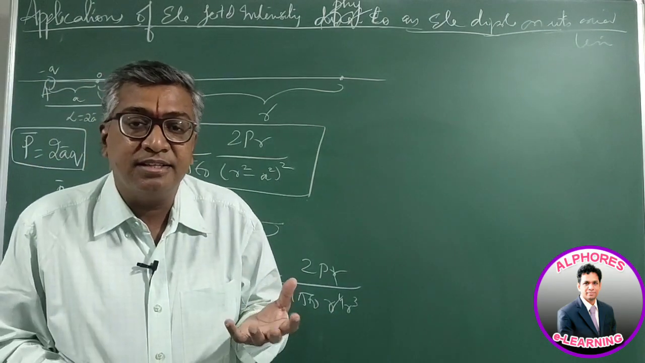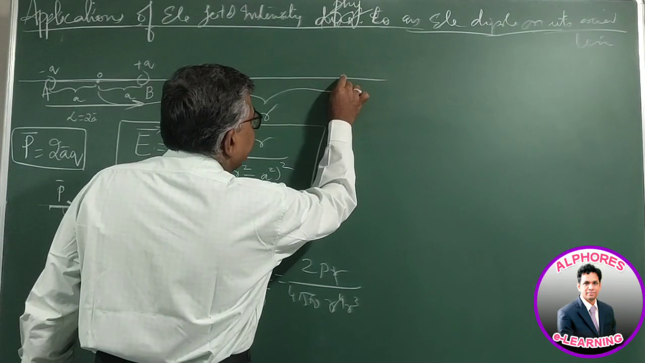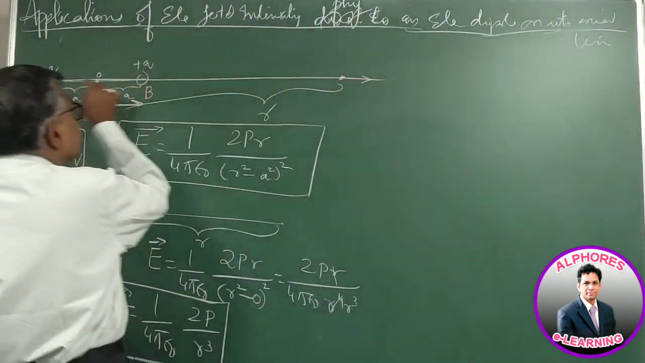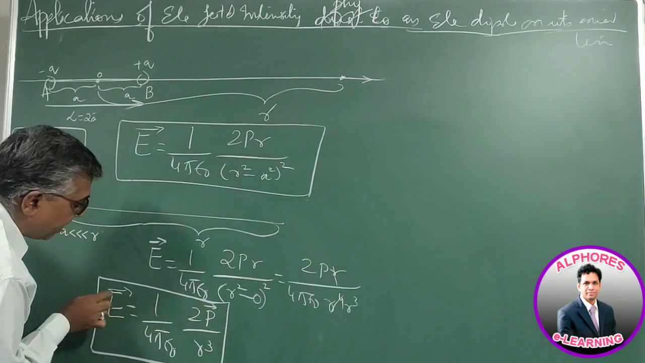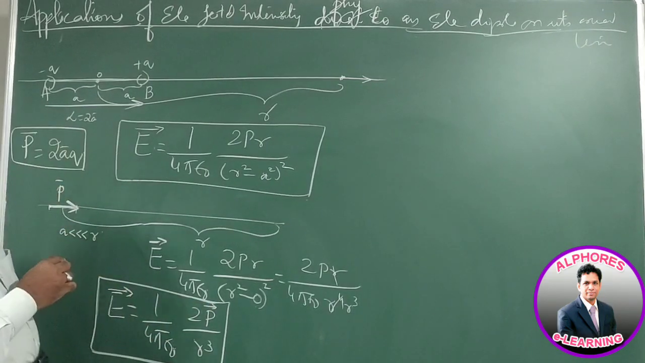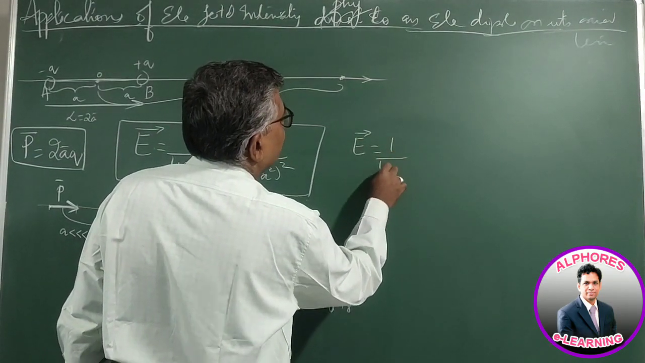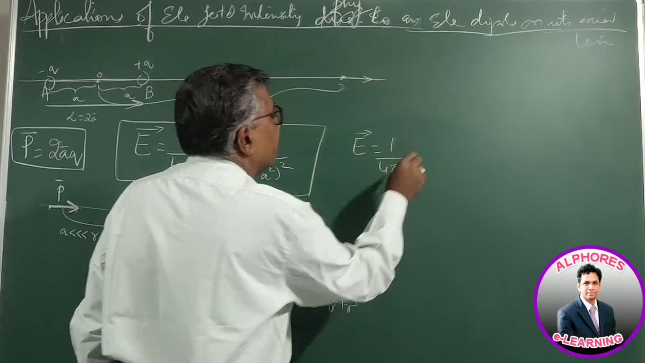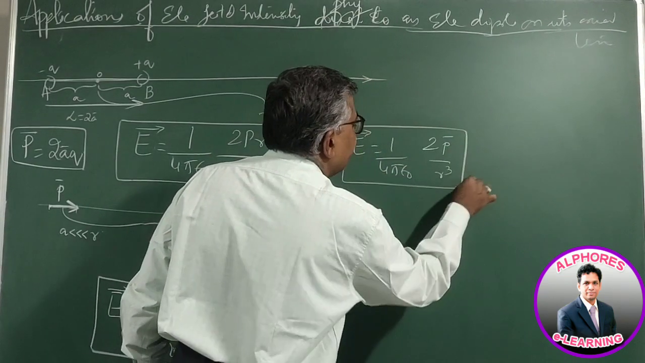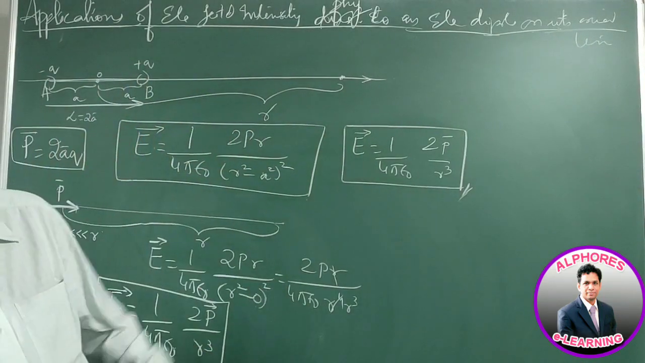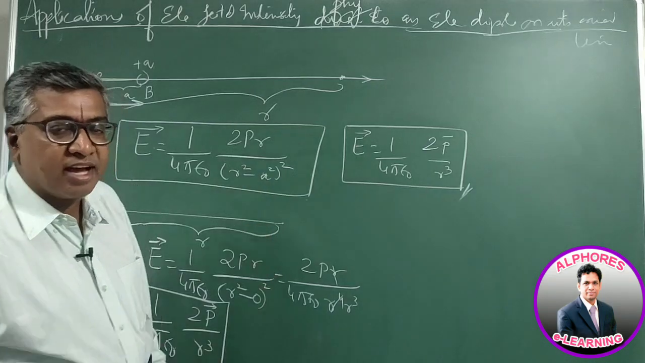Now how about the direction? Direction of the electric field at this point is parallel to the direction of the dipole moment. So p bar and E bar both lie in the same direction. So vectorially you can represent E bar as 1 by 4 pi epsilon naught, 2 p bar by r cube. This is the electric field intensity of a short electric dipole, right, at a point which is at a distance r from it.